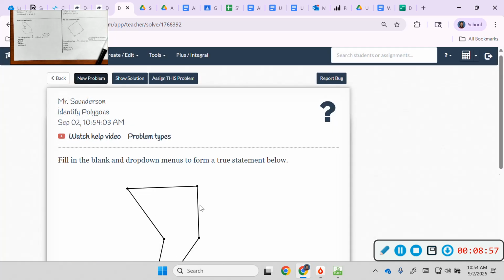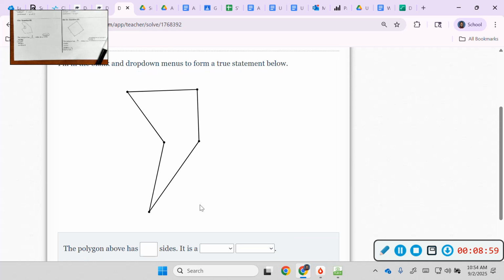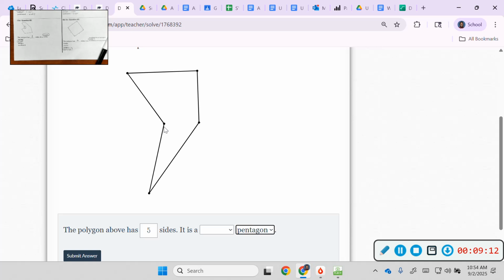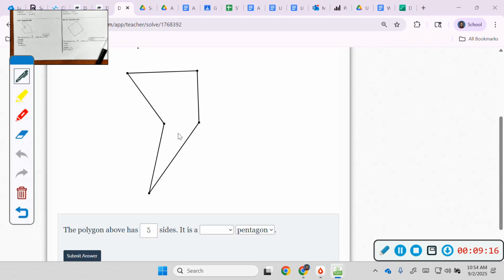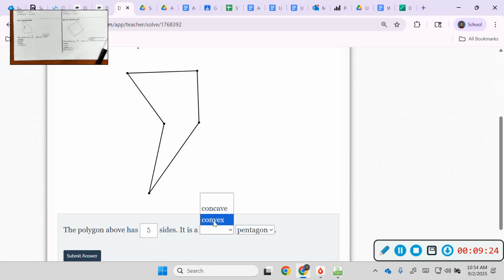Okay, yep, so I told you right there. So here we have a 1, 2, 3, 4, 5-sided figure. A 5-sided figure is a pentagon. So it's a pentagon. All right, wait, 1, 2, 3, 4, 5. Yep. And then because of this angle right here, it's concave. Each of these others is smaller than 180, so that angle right here makes it concave.